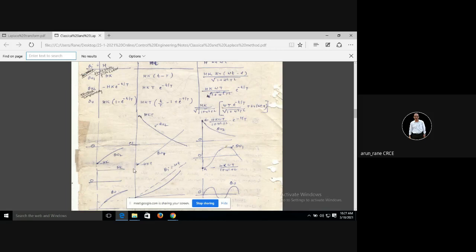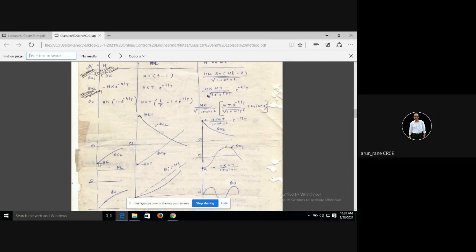So this is your steady state response or particular solution. So it is remaining constant. Now my transient response, that is this theta O2, transient response theta O2. So what is the equation? Minus hk e raised to minus t upon T. Okay. So how to plot this?